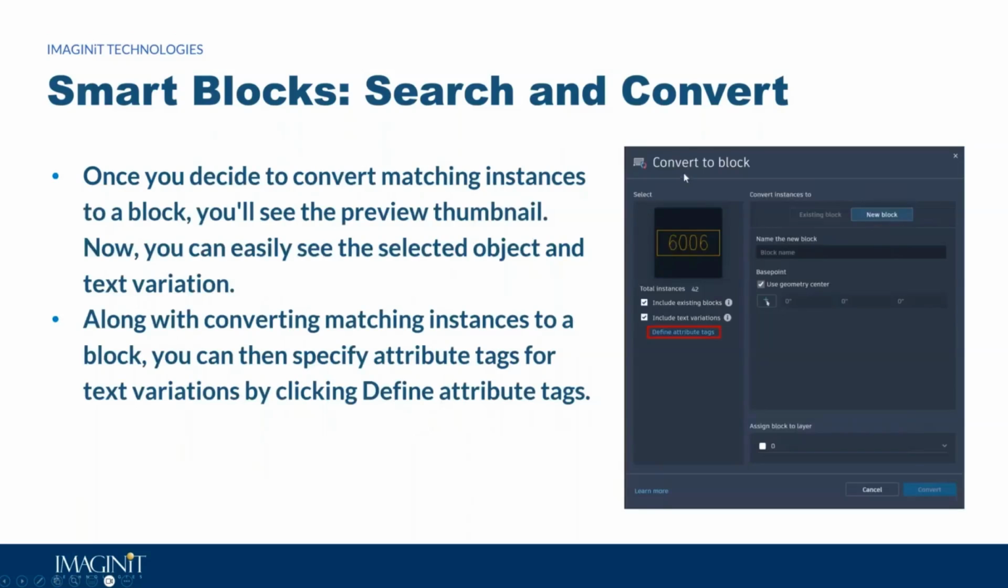The big thing here is when you convert these to a block, you'll see a thumbnail preview here. Now you can easily see the selected object, and it will say include text variations, where you can define an attribute tag. So along with converting the matching instance to the block, you can specify attribute tags for these text variations by clicking Define Attribute Tags.